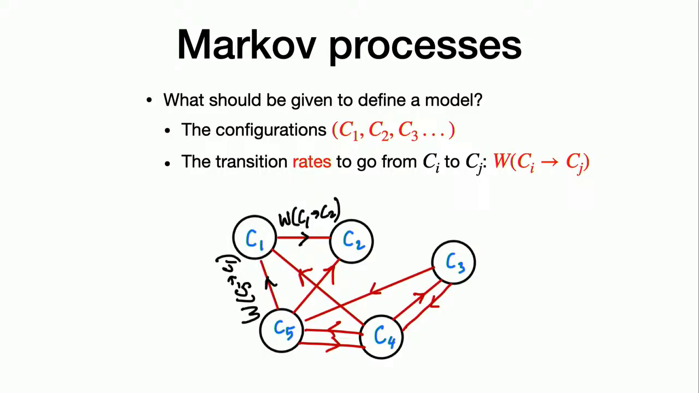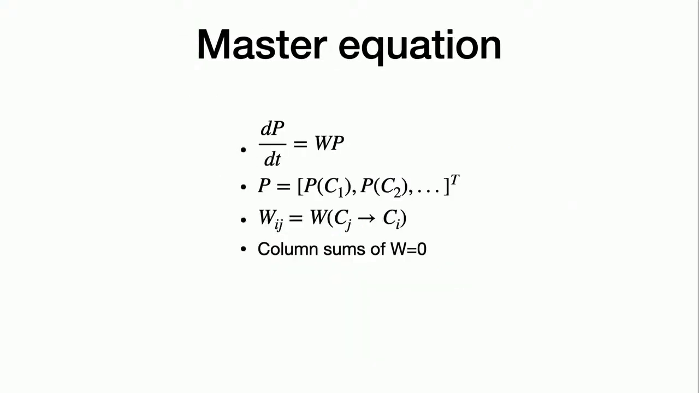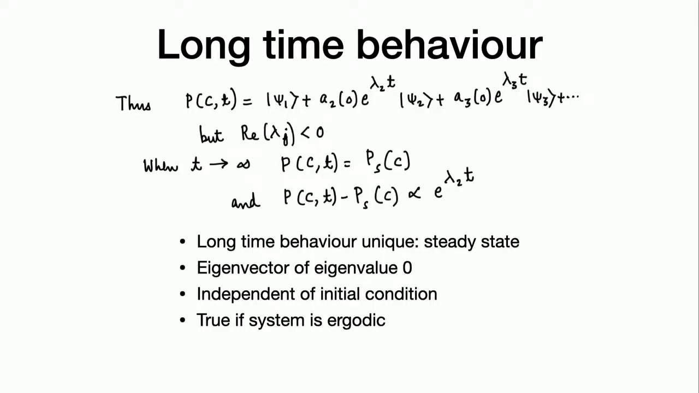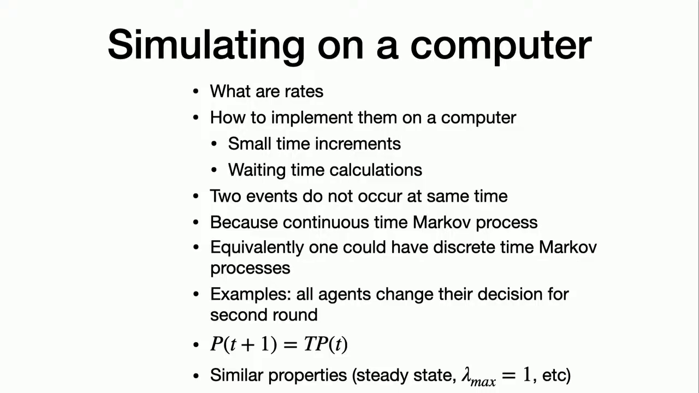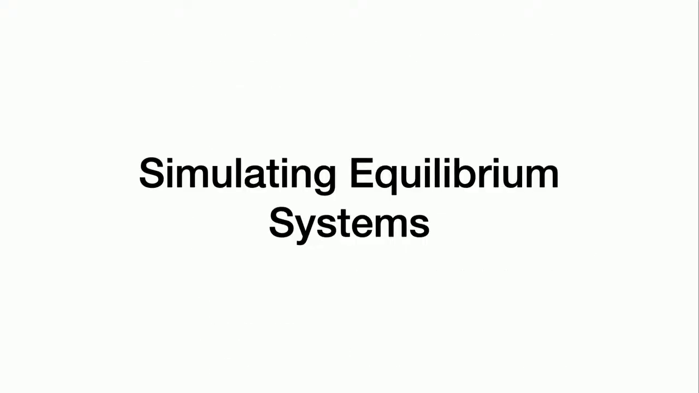Let me recap one more time whatever we said. Markov process, what should be given to define a model? The configurations C1, C2, C3, C4, and the transition rates W for going from Ci to Cj. Then there is a master equation, dP/dt is W P. P is a column vector, probability of C1, C2, C3, Cn. Wij are the rates of going from Cj to Ci, column sums 0. Then the long term behavior: the system goes to the steady state, a unique steady state, the eigenvector of eigenvalue 0. It is independent of initial condition if the system is ergodic. So whatever I told you up to now, you can use it to simulate any Markov process.